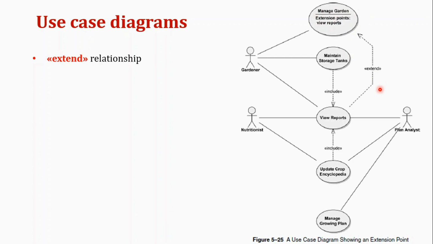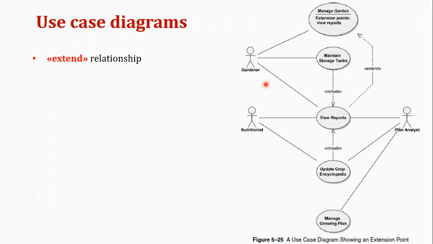However, the view report is not required when manage garden is run, and the manage garden is complete in and of itself. So we modify the use case diagram to indicate the view reports use case extends the manage garden use case. So use case diagrams give us that capacity. That is what the extends relationship is.